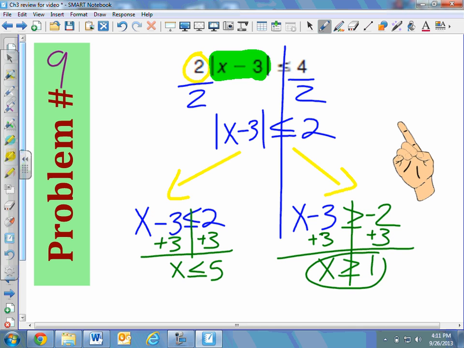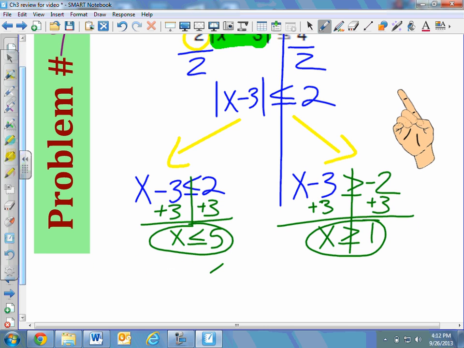So really, this is an and problem, wouldn't it be? Because they're both going inwards to each other. If I ask you to graph this, I'm going to just do a really quick graph right here. There's my 1, there's my 5. Now the 5 looks like it's a closed circle, and it's going to the left. And the 1 is a closed circle, and it's going to the right. And there you go. That's your answers. Anything between 1 and 5 is the answers for this thing.